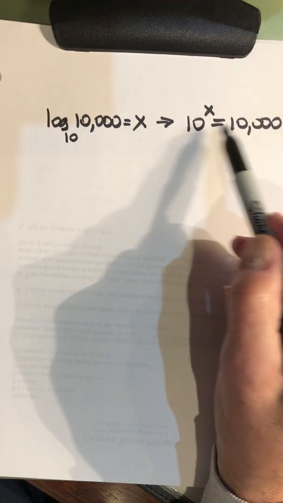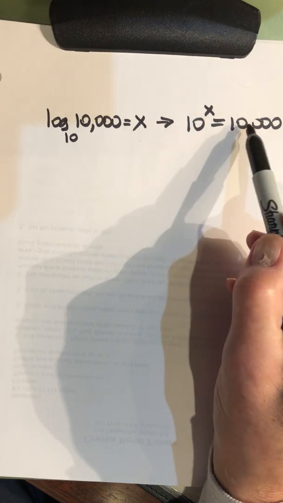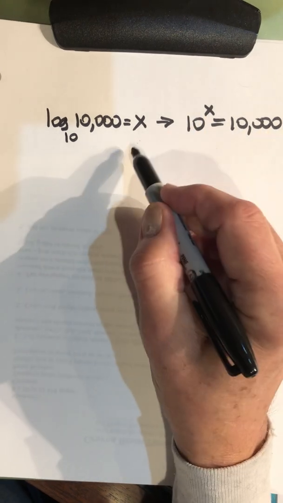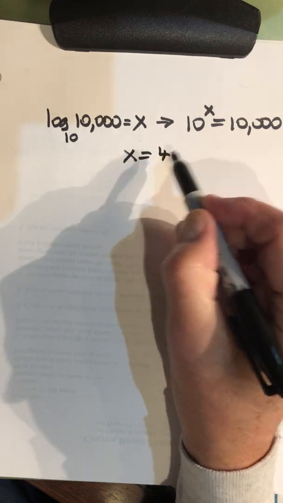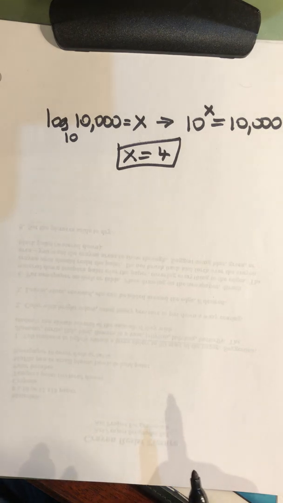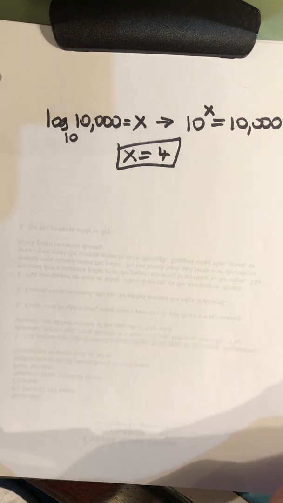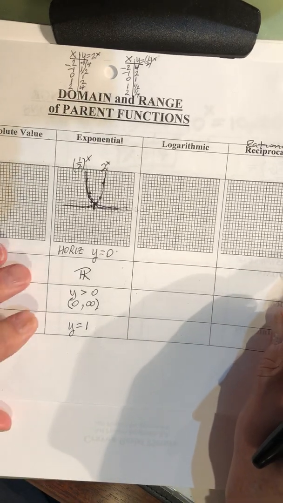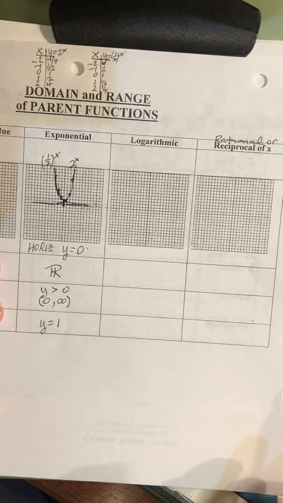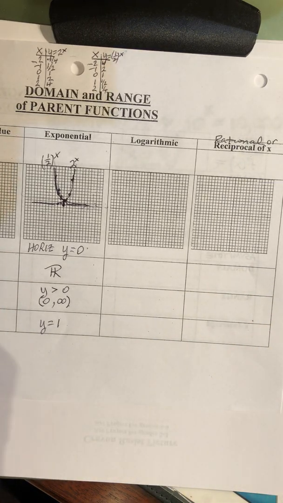Okay? Well, what would that be? 10 to the what power equals 10,000? So x equals 4. So the answer to this problem is 4. We've evaluated log 10,000. Okay, finally, let's take our parent function chart, domain and range. Take a look at that and fill this in for the logarithm.